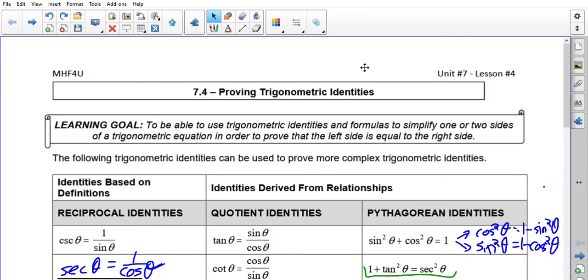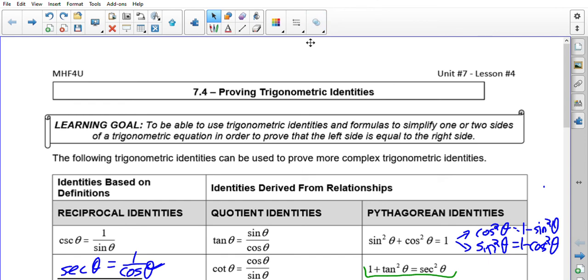Hello class, today we're going to go over Unit 7, Lesson number 4, that's 7.4, Proving Trig Identities. So all of this process should be familiar to you from last year. The only thing that should be different is that now we have way more identities and formulas that we can work with and manipulate based on the last 3 lessons, 7.1 all the way to 7.3.